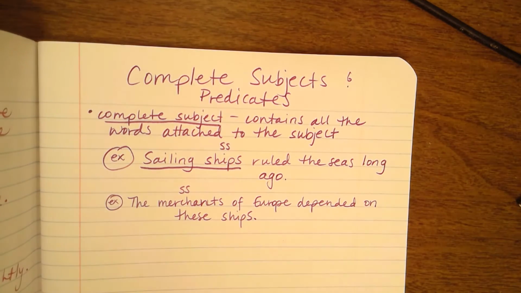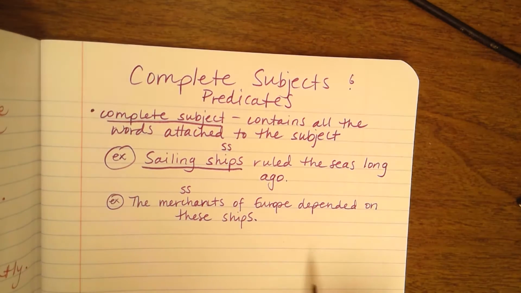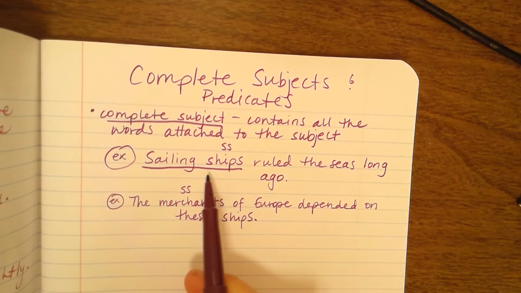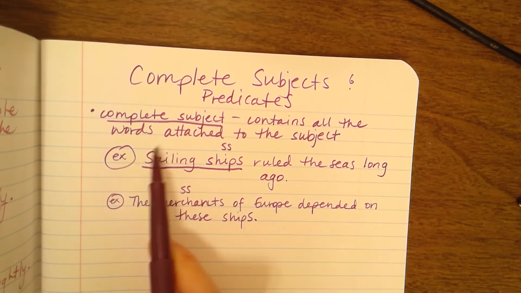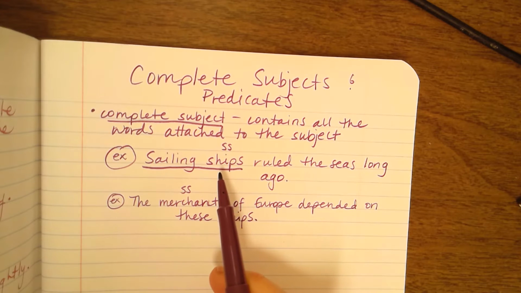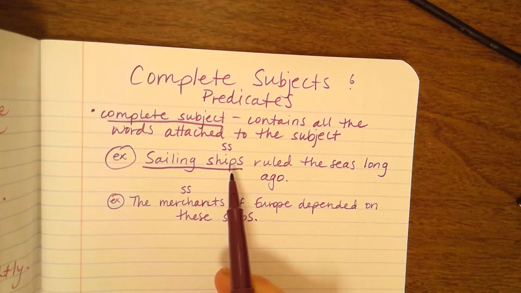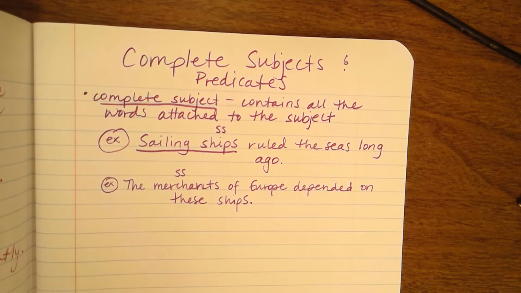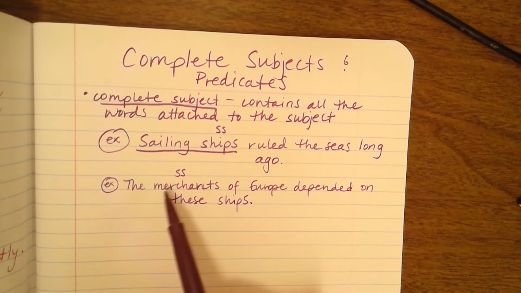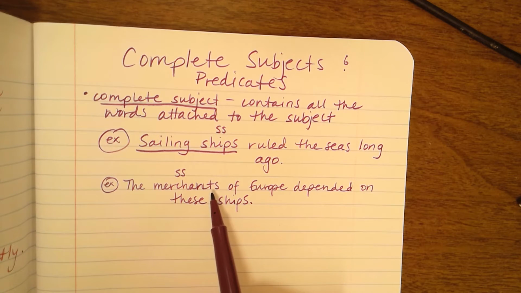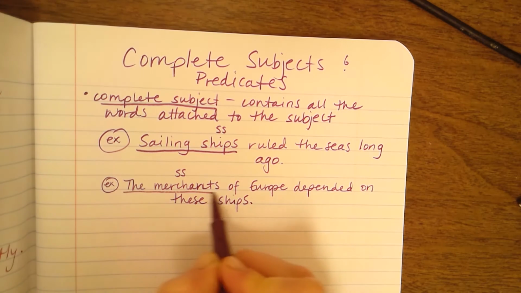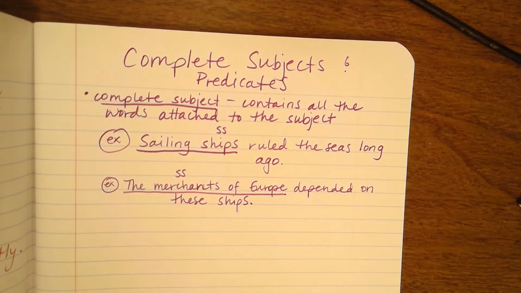Now, some of these complete subjects are a lot easier to find than others. I would say that the first example was very easy because sailing is describing ships. That is the only other word attached to the simple subject of the sentence. So all of that is your complete subject. It's the complete phrase attached to the subject. Now down here, obviously we have to include merchants as part of the subject, but the merchants of Europe would actually be our complete subject.